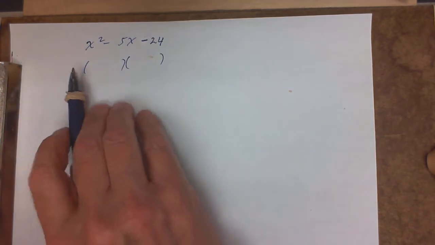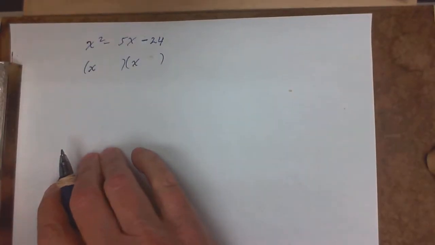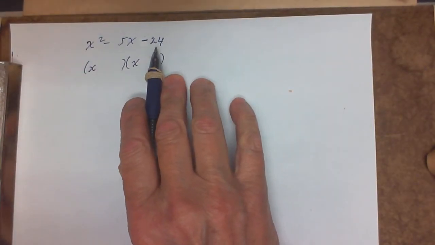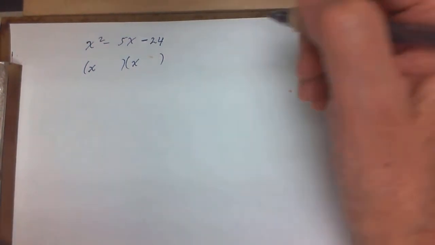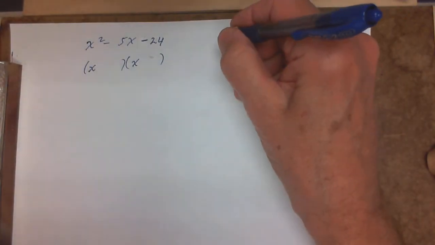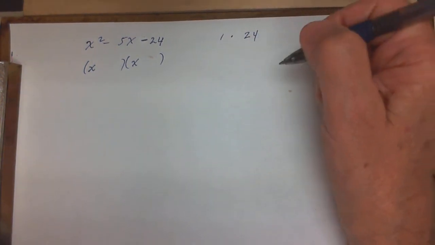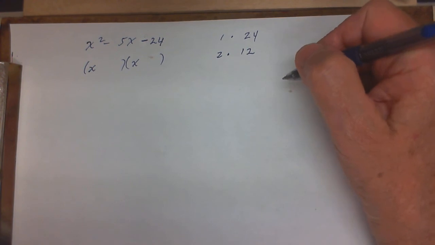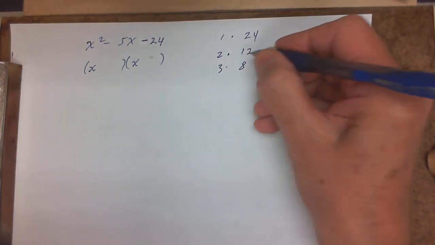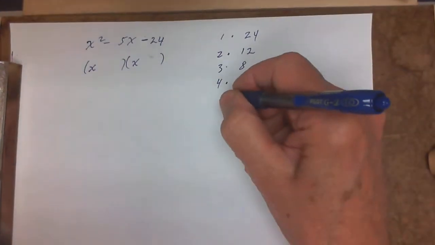The way I like to do it is, since this is obviously going to be 1x times a 1x, the 24 is going to be a pair of numbers. I call them factor pairs of 24. So we start off with the smallest number that can factor into 24, 1 times 24, and we go through the list. 2 times 12 will give you 24. 3 times 8 will give you 24. 4 times 6 will give you 24.